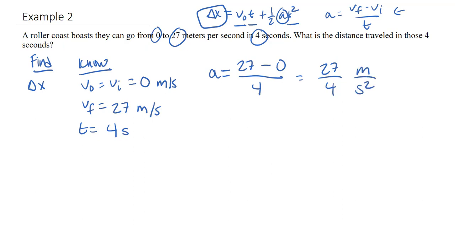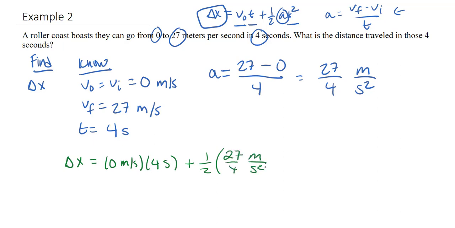So here we go, 27 over 4 meters per second squared. Now, let's plug everything in. So we have the change in x, which is equal to our v0, which is 0 meters per second, times our time, which is 4 seconds. Then we have plus 1/2, 27 over 4 meters per second squared, then times t squared, which is 4 seconds squared.